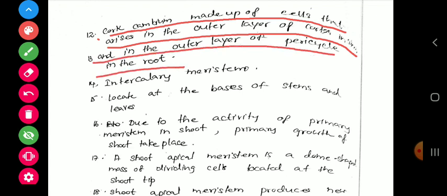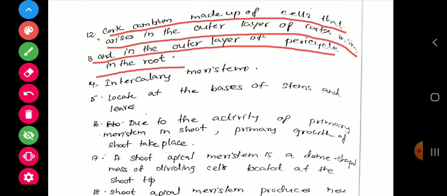Cork cambium is made up of cells that arise in the outer layer of the cortex in our stems, and in the outer layer of the pericycle in the roots. So, in the outer layer of the pericycle in roots and the outer layer of the cortex in the stem.